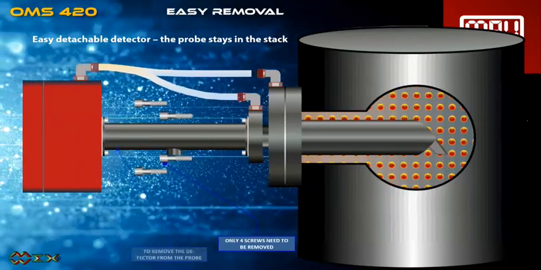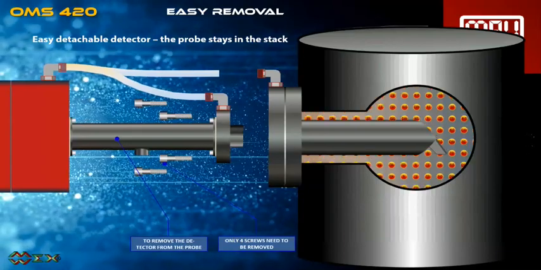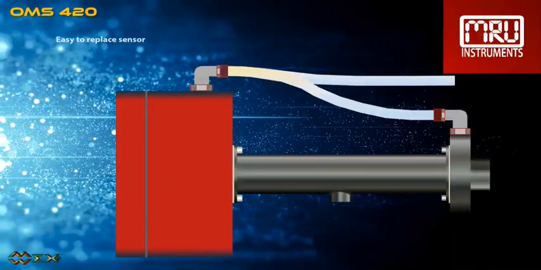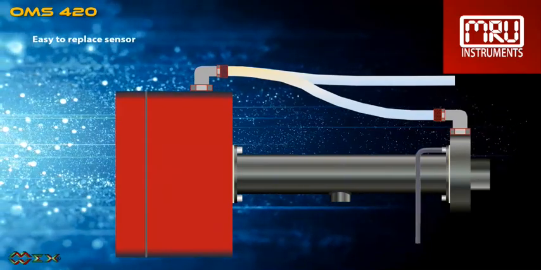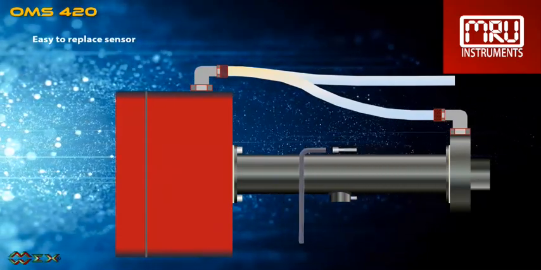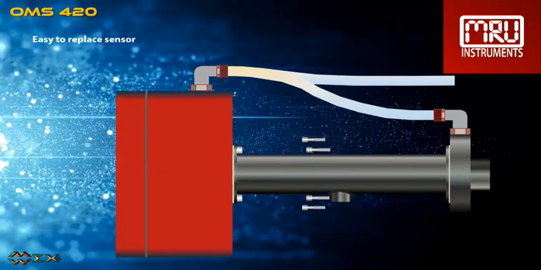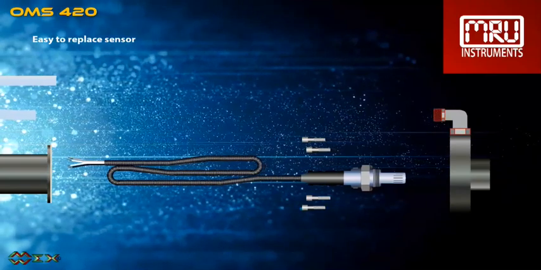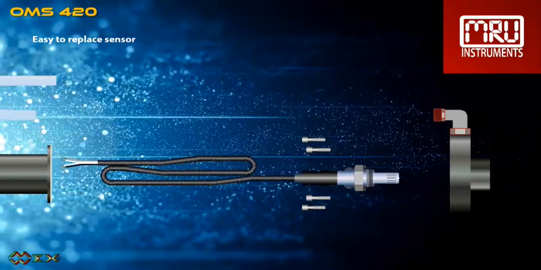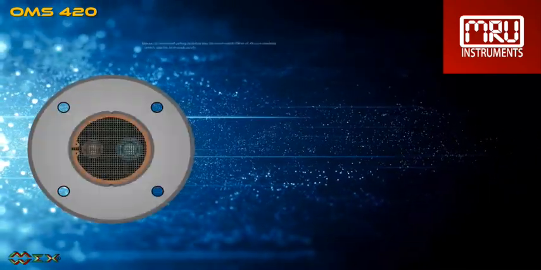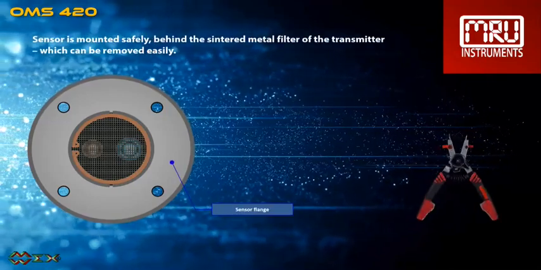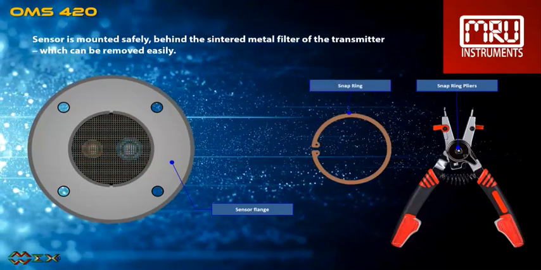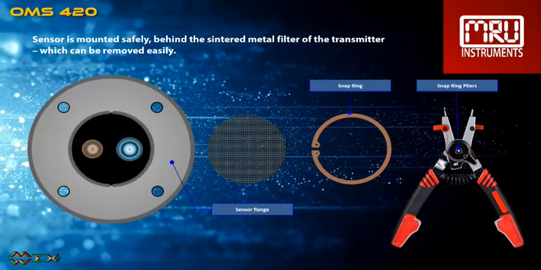The detector is removed, while the probe tube stays in the stack. The sensor can be replaced just as easily. Only 4 screws need to be removed to have access to and remove the sensor. The sensor is mounted safely behind the sintered metal mesh filter of the transmitter, which can also easily be removed, using the snap ring pliers to remove the snap ring and the mesh filter.